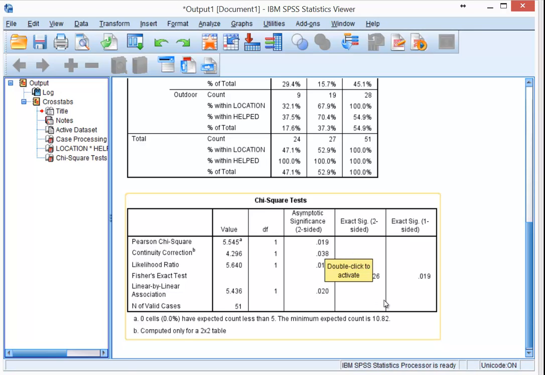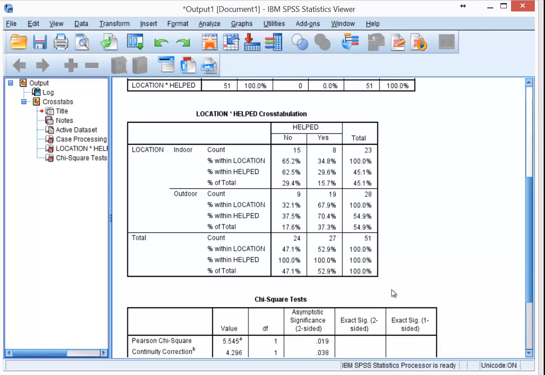What this is telling us is location does impact whether or not somebody helps. We can look at the percentages to help us determine exactly what that is. Indoors, 65% do not help. Outdoors, 32% do not help. So we will conclude that being outdoors, you are more likely to help than if you are indoors.